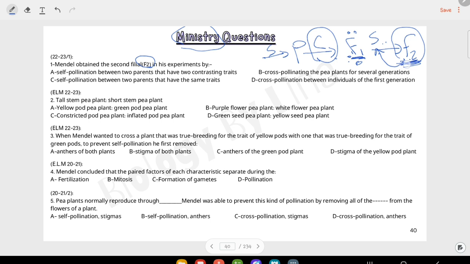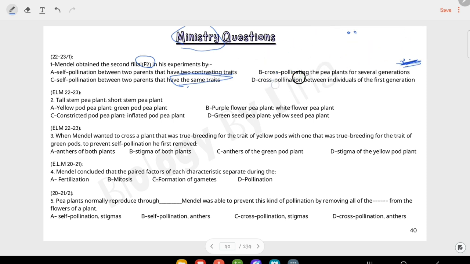So first we will focus on the self-pollination. We omit these two cross-pollinations. Is it by self-pollination between two parents that have two contrasting traits? No, it's between parents that have the same trait, because we know that in the F1 generation, all of them appear purple, for example. So they are of the same trait.